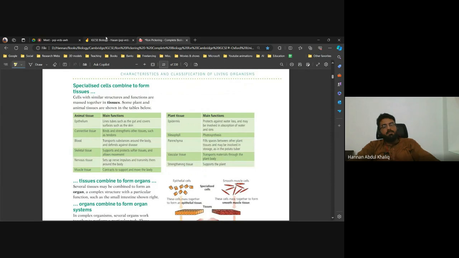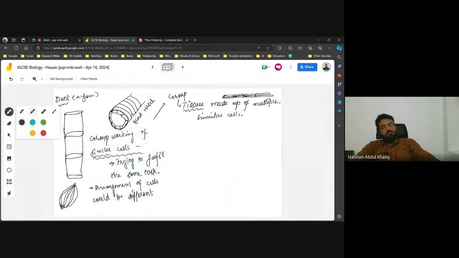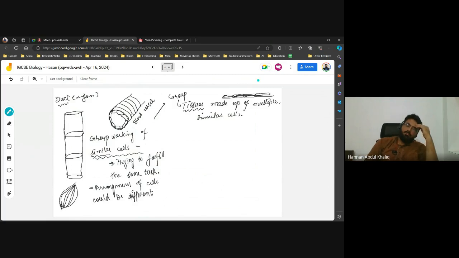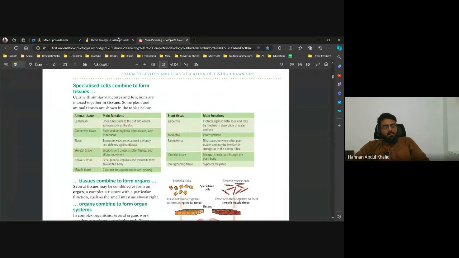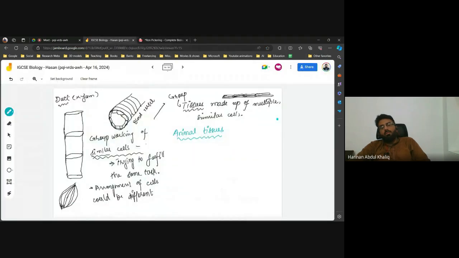Okay, let me give you an idea about the animal and plant tissues. First, I will give you the general idea, then we'll go to the book. Okay, in general animal kingdom, in general animal groups, you can find the following four types of groups.